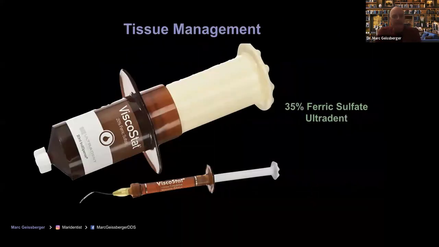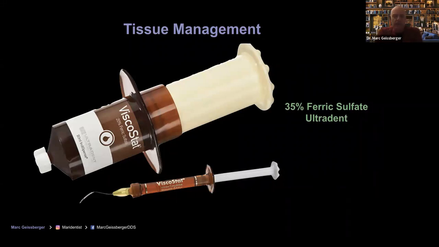Now, if you've got bleeding, I recommend using Viscostat. This is a ferric sulfate containing product that will stop any bleeding by using the infuser tip and you just scrub away.